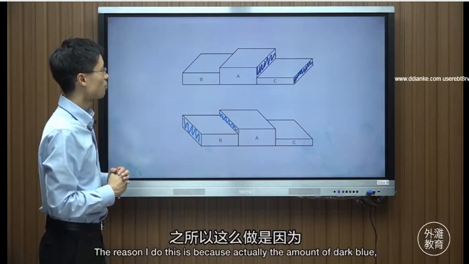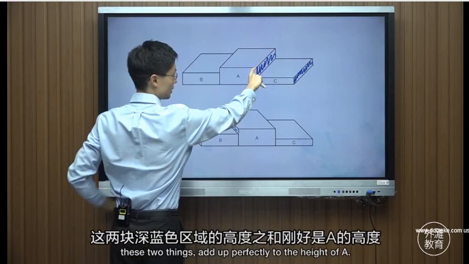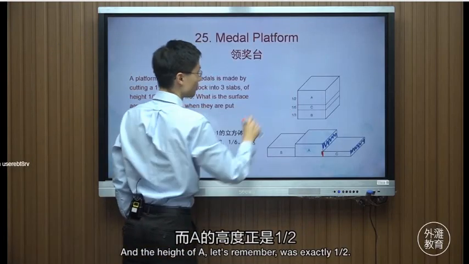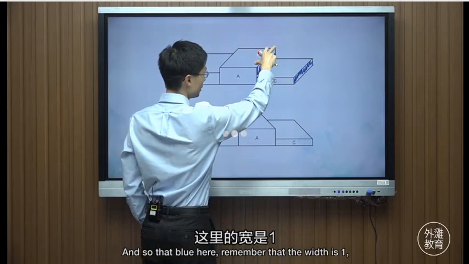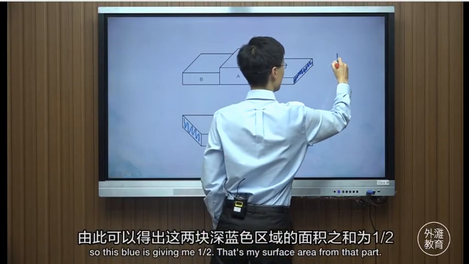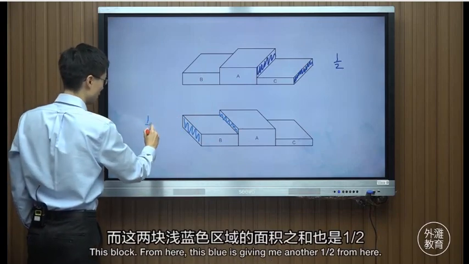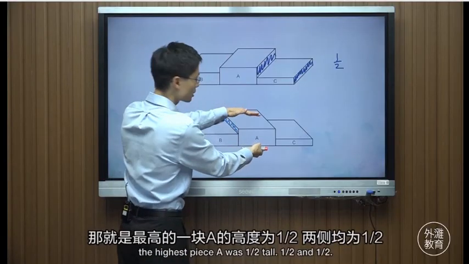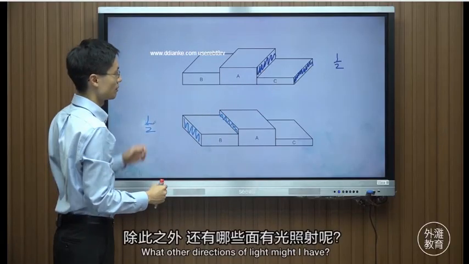The reason I do this is because actually the amount of dark blue, these 2 things add up perfectly to the height of A. And the height of A, let's remember, was exactly 1/2. And so that blue here, remember that the width is 1. So this blue is giving me 1/2 as my surface area from that part. This light from here, this blue, is giving me another 1/2 from here. At this point, we already find out that the important fact was that the highest piece, A, was 1/2 tall. 1/2, 1/2. What other directions of light might I have?